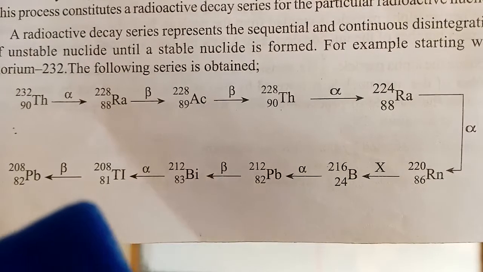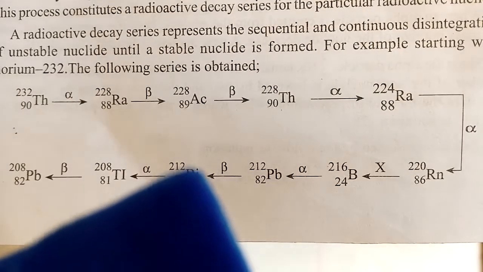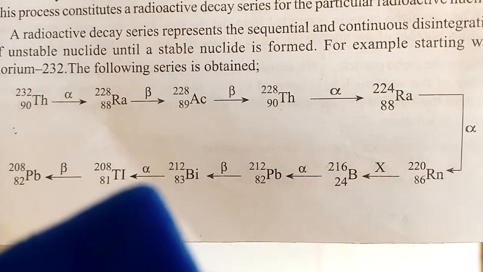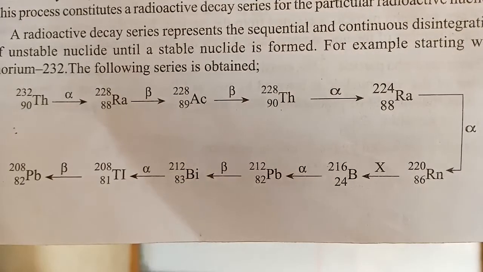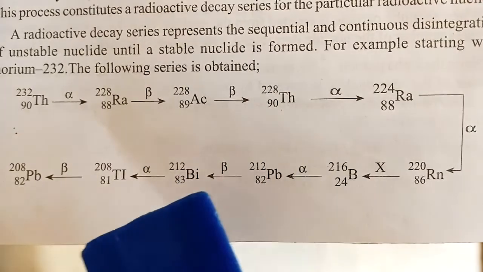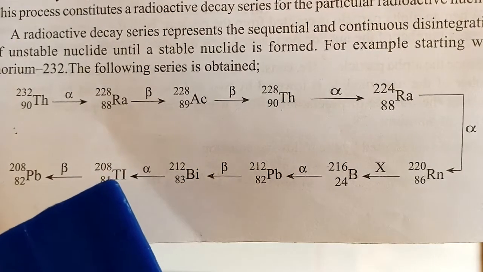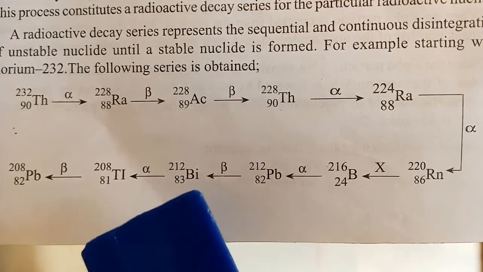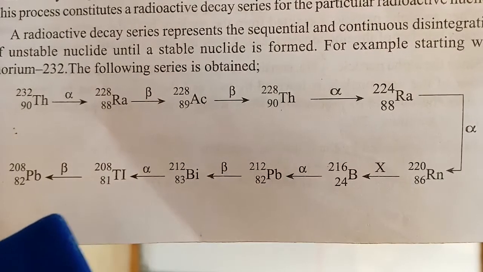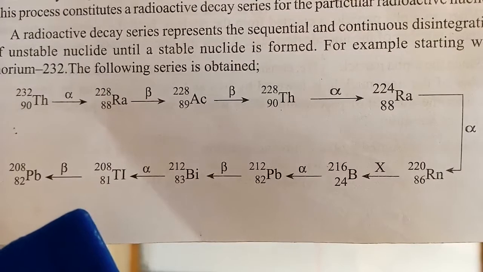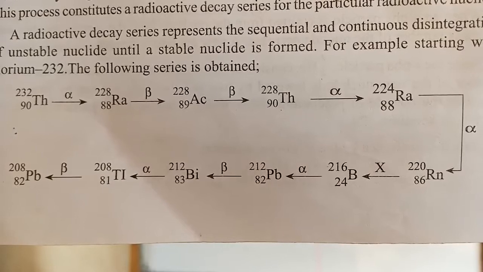Then bismuth forms thallium. So from there, you can see the mass number, because of emitting alpha, is reduced from 212 to 208, reducing by 4, and the atomic number reduces by 2 from 83 to 81. And then from thallium, a beta particle is emitted, and then forming lead again, lead 208.